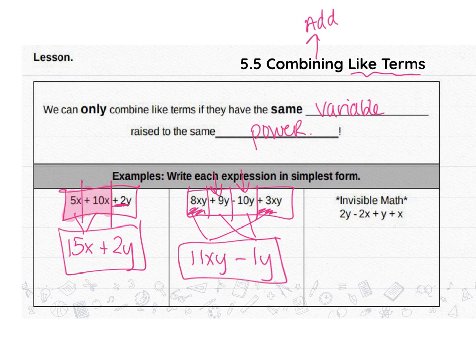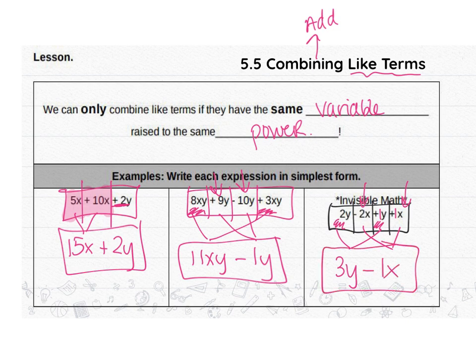The last one, we have invisible math, which just means that we have numbers in front of our variables. We have ones in front of our single variables. So from there we have 2y and 1y, and then negative 2x and 1x are two sets of like terms. Combine 2y plus 1y gives us 3y, and then negative 2x plus 1x gives us negative 1x, so we'd write minus 1x from there.